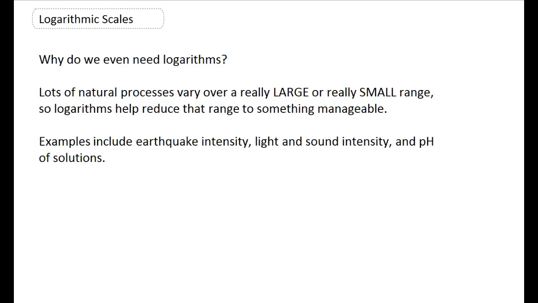Have you heard of the Richter scale? That's a log scale. Light intensity and sound intensity like decibels are log scales too, and so is pH of solutions, which measures the acidity of a solution.